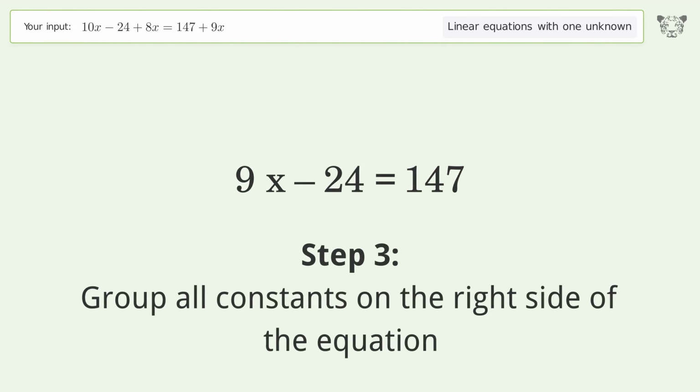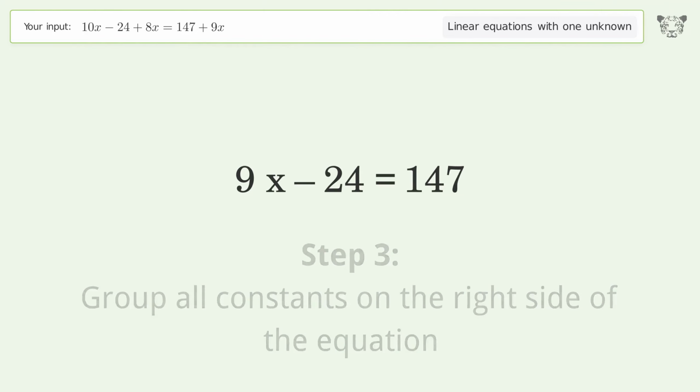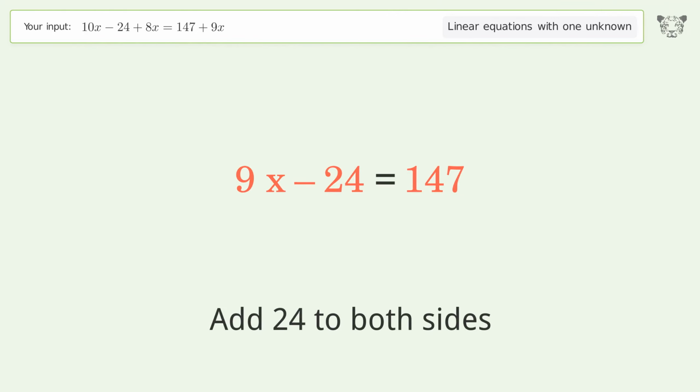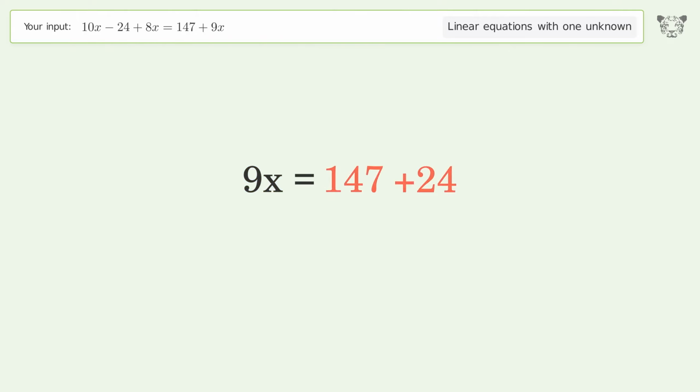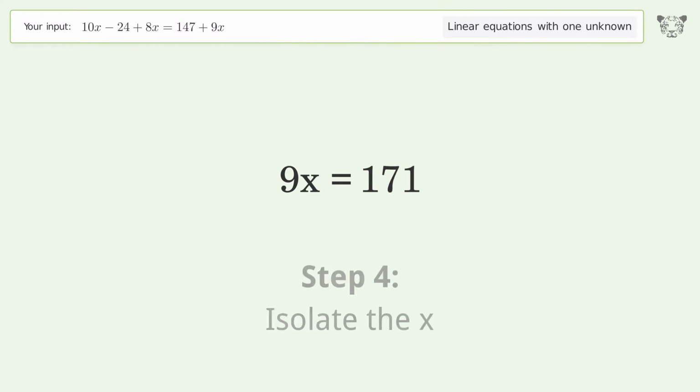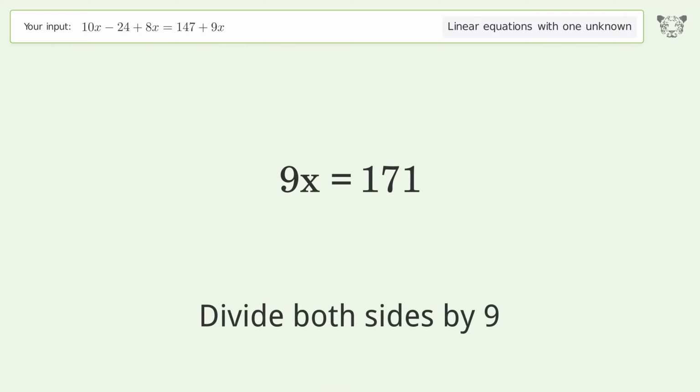Group all constants on the right side of the equation. Add 24 to both sides. Simplify the arithmetic. Isolate the x. Divide both sides by 9.